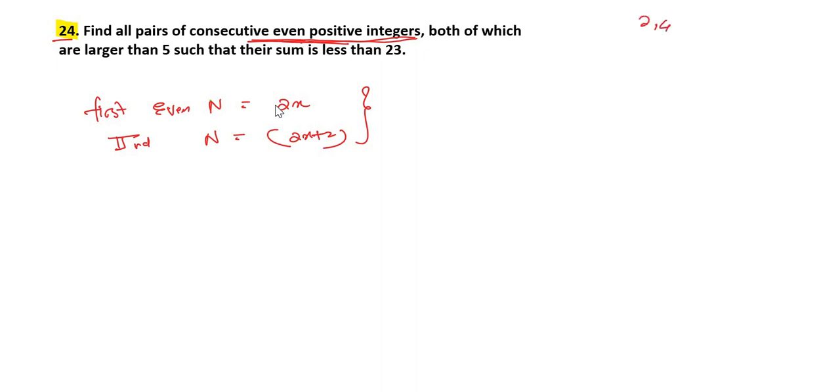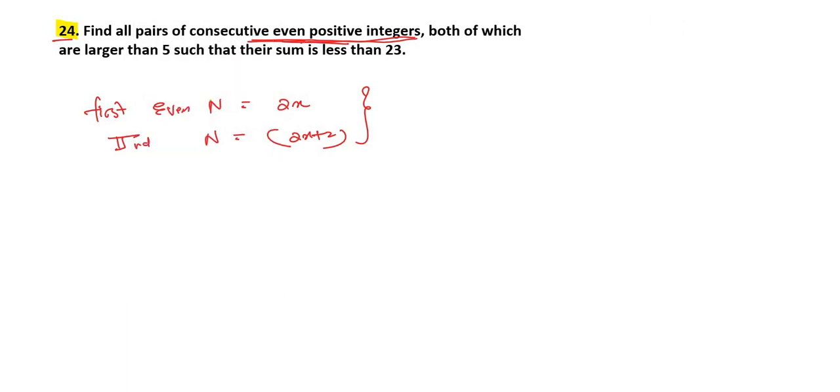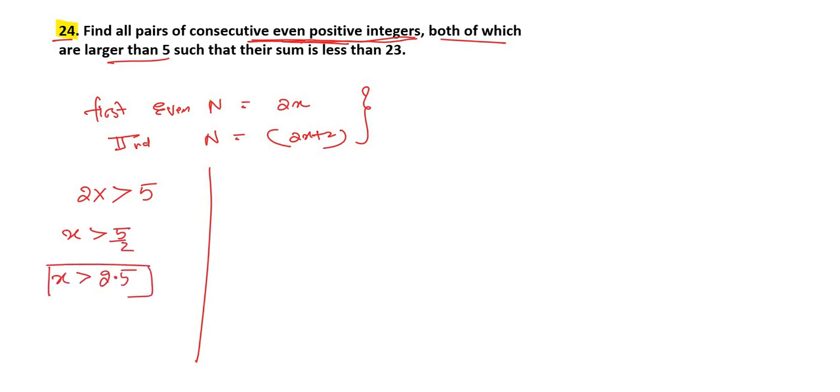If you take 2, 4 or you take 4, 6, the difference between two consecutive even numbers is always 2. So that's why I am taking 2x and 2x plus 2. Okay. So here they are saying both of which are larger than 5. So the first condition is 2x should be more than 5. This is the first condition. So that means x should be more than 5 by 2, so x should be more than 2.5. This we need to take care of.